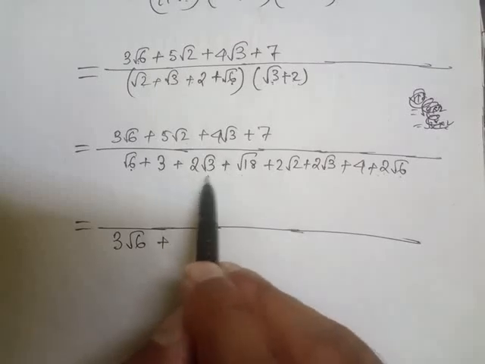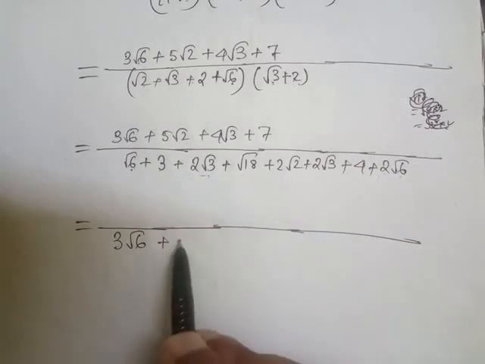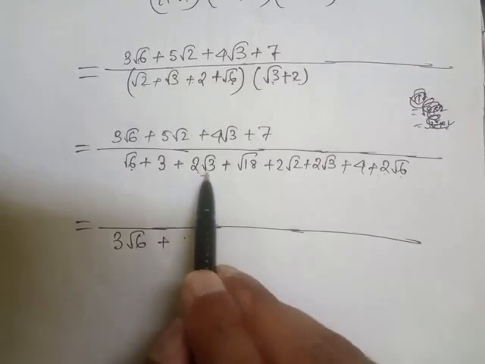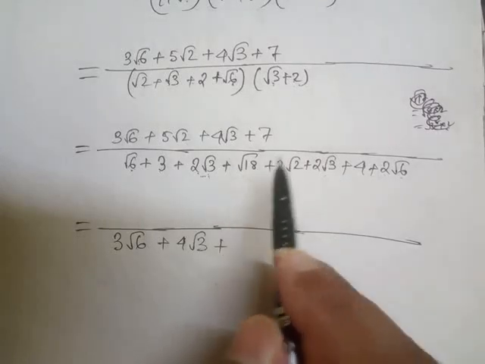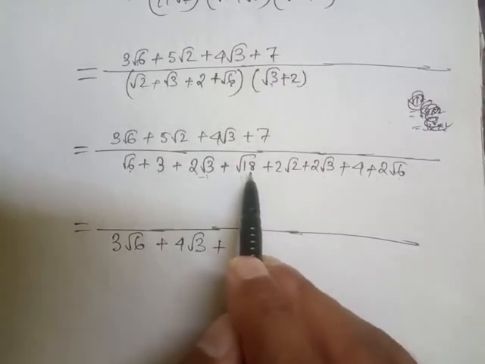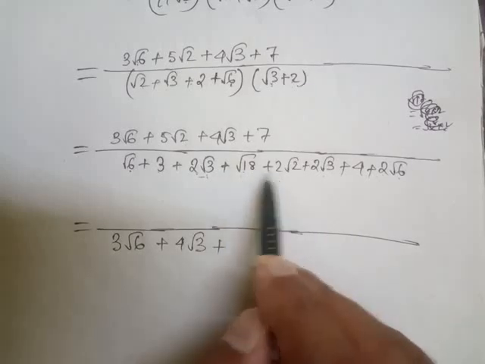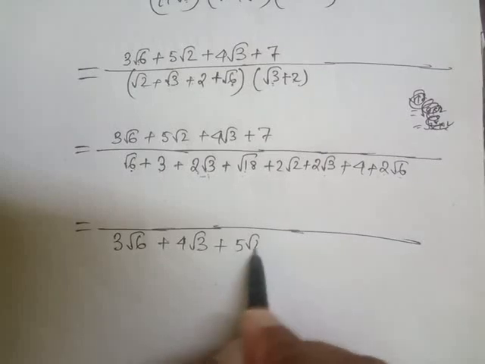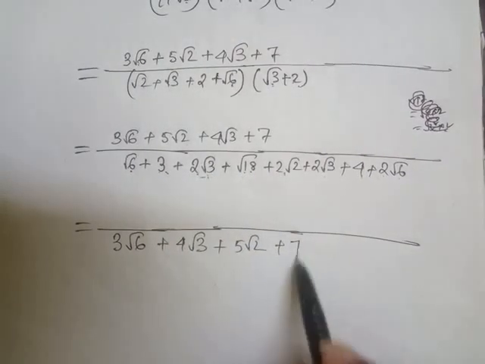Now there is a 2 root 3 and 2 root 3, which means 4 root 3 here. Now there is a 3 root 2. Root 18 means root of 9 into 2. If it is 9, which means 3 square, then 3 root 2. 3 root 2 and 2 root 2 means 5 root 2 here. And the remaining part would be 4 plus 3, 7.